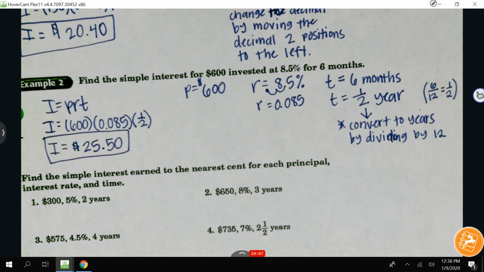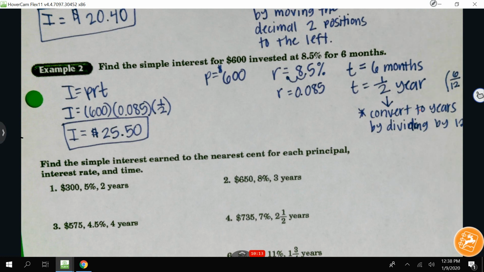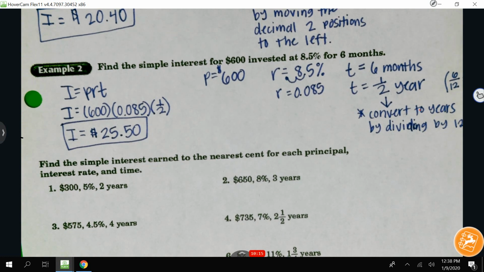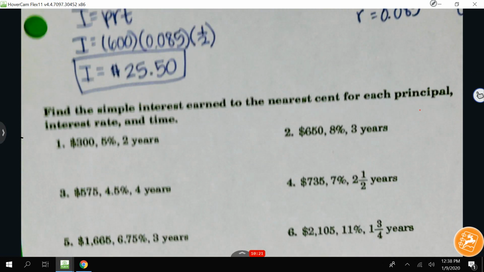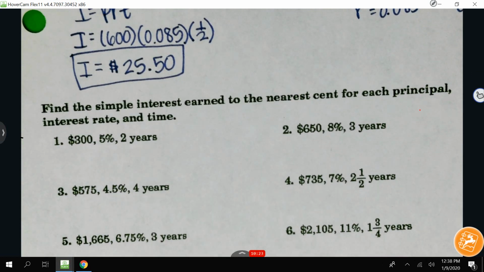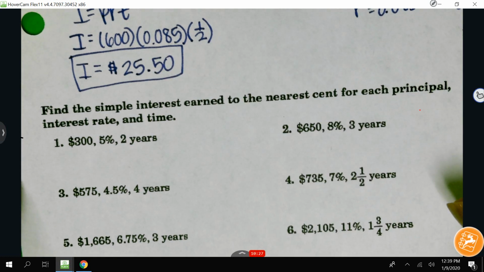Questions on that one? Not too bad? Okay. Let's look at example 1. So here they're just giving you the numbers. So it's principal, rate, and time. So what do you have to do first before plugging it into that formula?